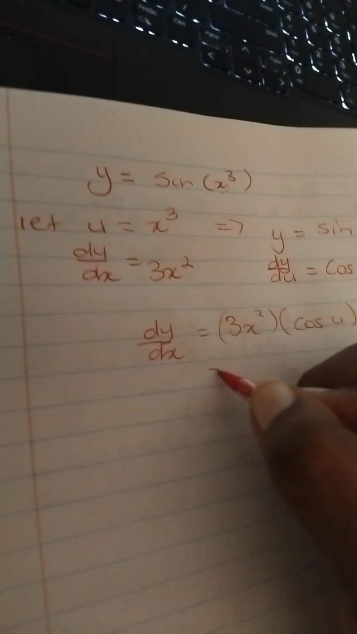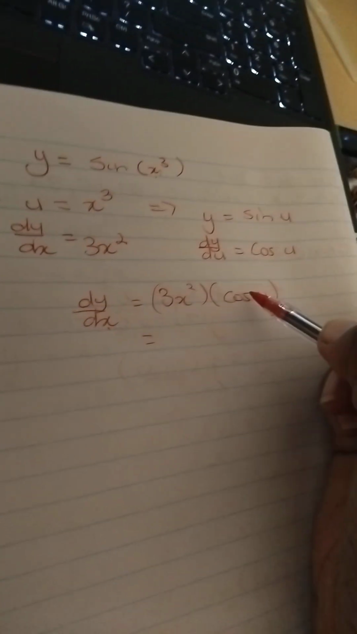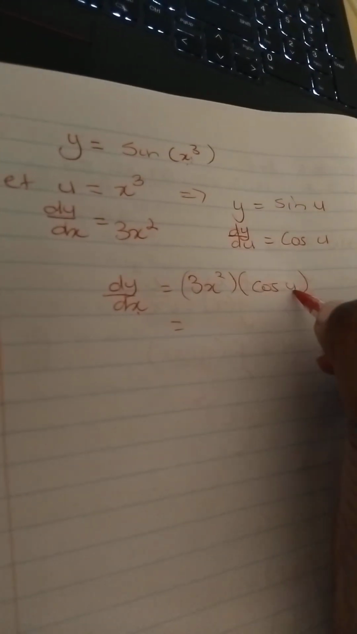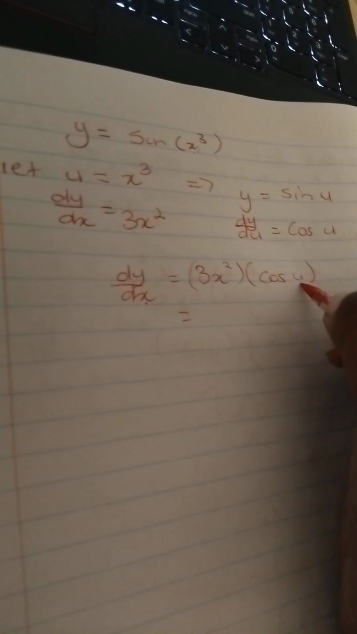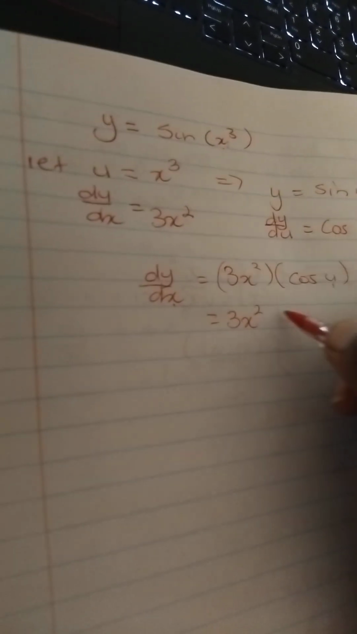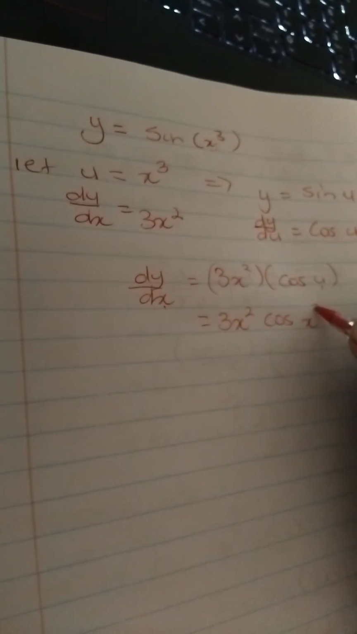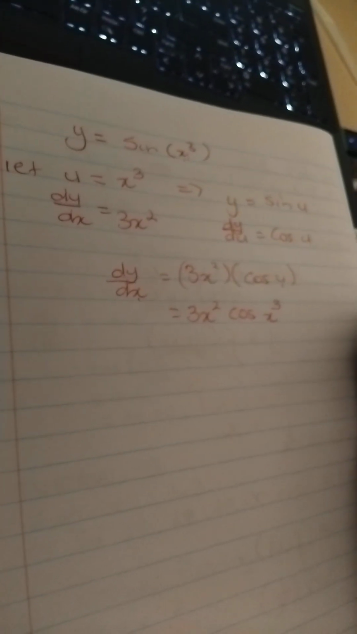And remember now, it's a derivative of y with respect to x, meaning that u has to be in terms of x. Therefore we have 3x squared cos x cubed, right? So this is our answer. That one is easy. Let's do another example.